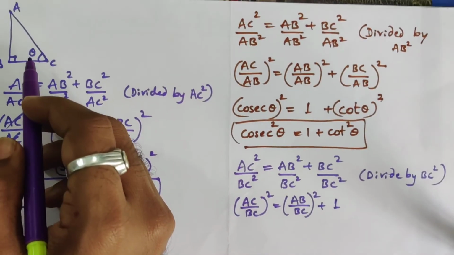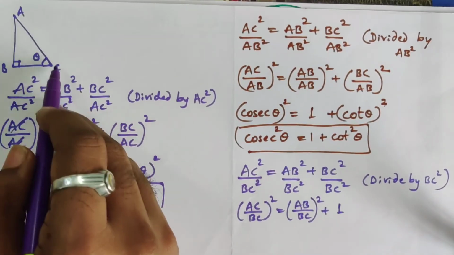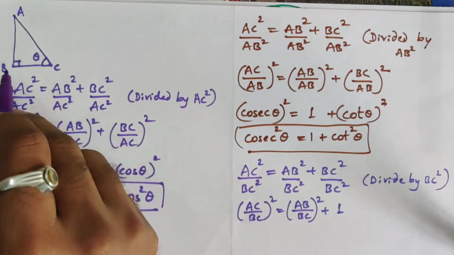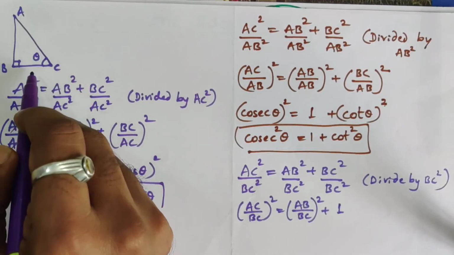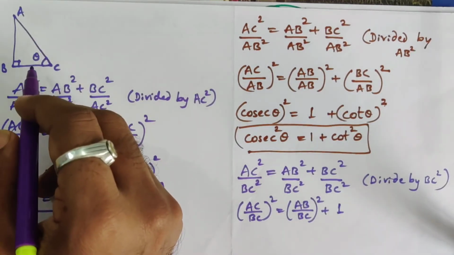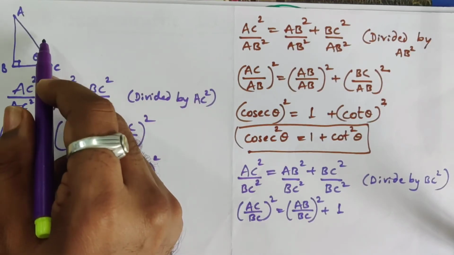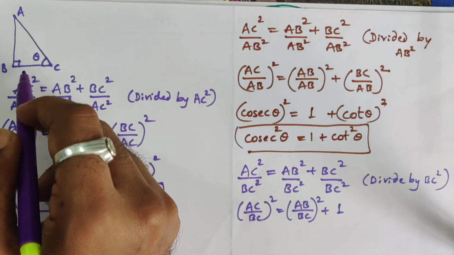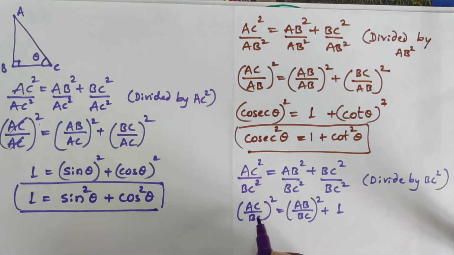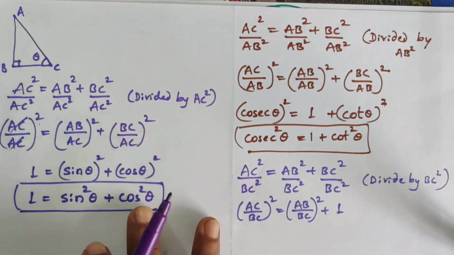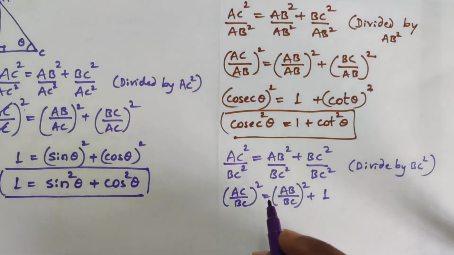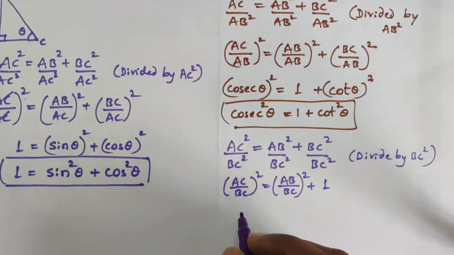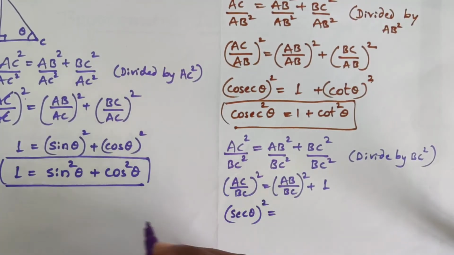If you see here in the triangle, AC is hypotenuse, BC is base. Hypotenuse by base is actually reciprocal of cos. Base by hypotenuse is cos, hypotenuse by base is sec. So AC by BC is hypotenuse by base, so therefore it will be sec theta whole square.